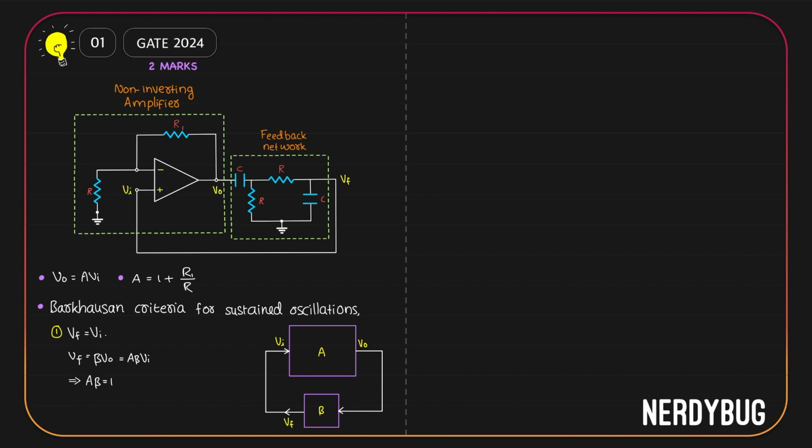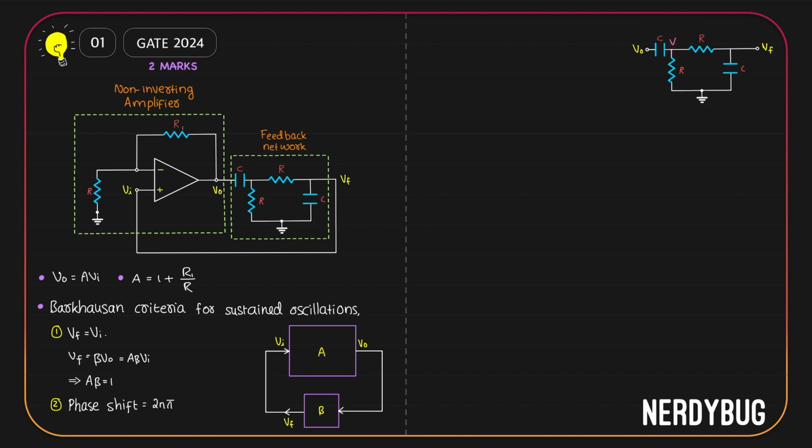The second condition is that there should not be any phase shift between VI and VF. The phase shift does not have to be 0. Technically, it could be a multiple of 2 pi. Now, we know the expression for A, but we don't know what is beta. So, what we have to find out is an expression for beta, which is the gain of this much of the circuit. I have taken just the feedback network out. I'll mark the voltage over here at this point as V.